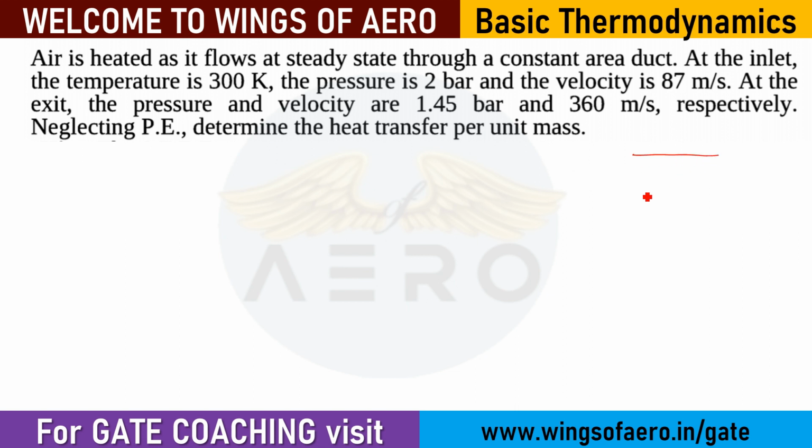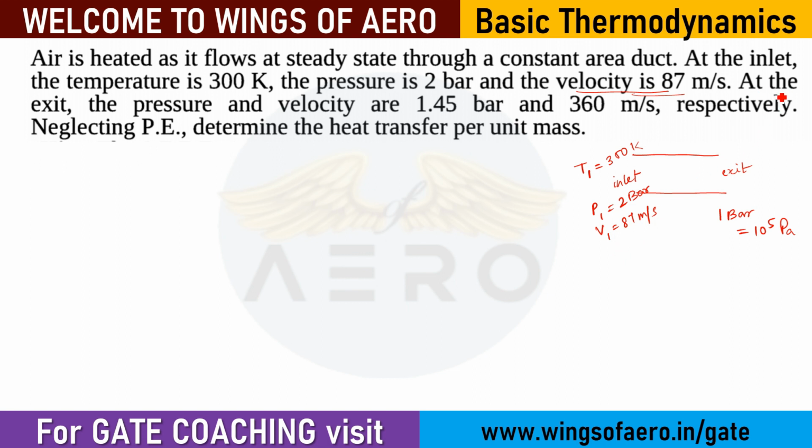Now the area is constant. This is the inlet and this is the exit. At the inlet, temperature is given, that is 300 Kelvin. Then pressure at the inlet is also given, 2 bar. Now 1 bar equals 1 into 10 power 5 Pascal. Then velocity is given, V1 is 87 meter per second.